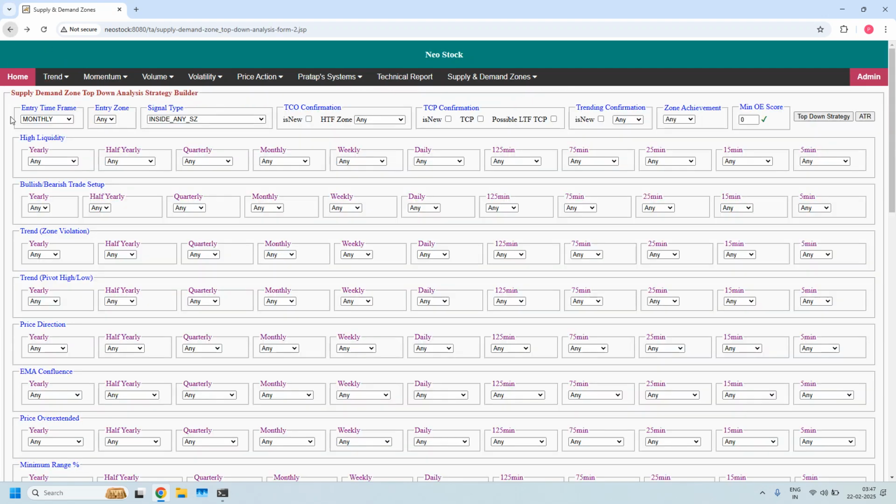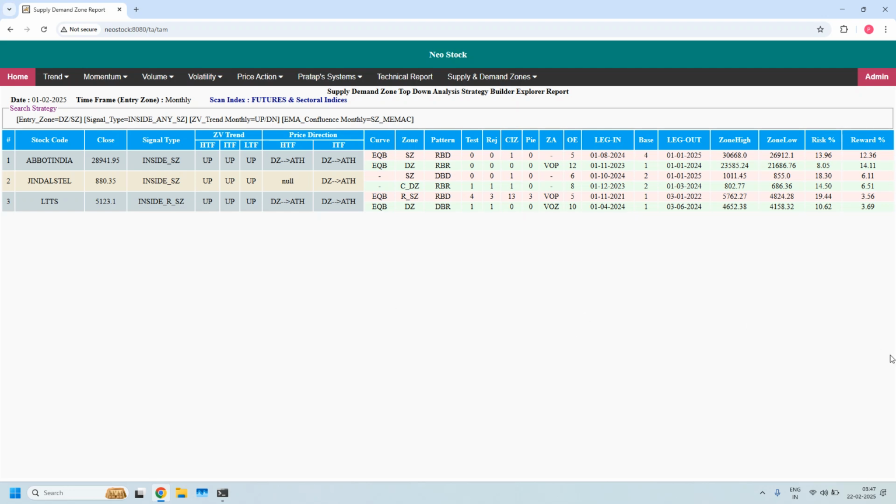Let us verify. In the EMA Confluence at monthly time frame, I am selecting the filter monthly supply zone having monthly EMA Confluence, and also the trend on the monthly time frame should not be sideways. It can be up or down. With these filters, we got 3 stocks. So this is about monthly time frame.